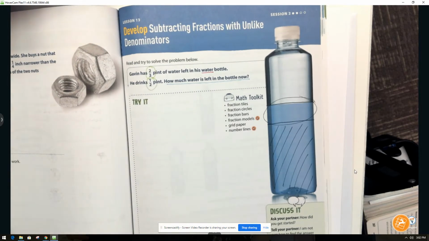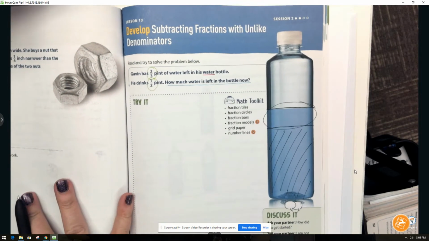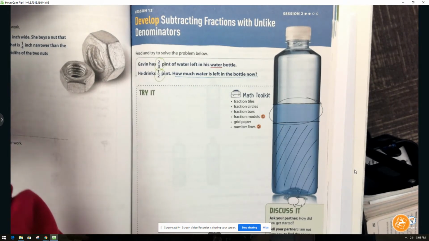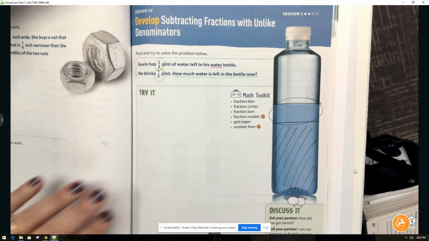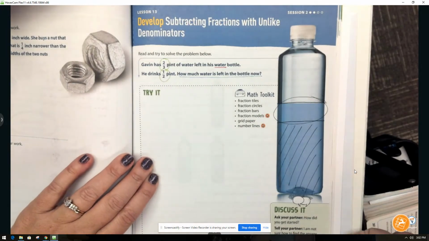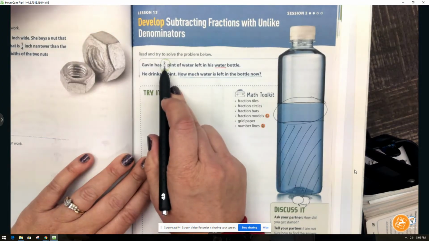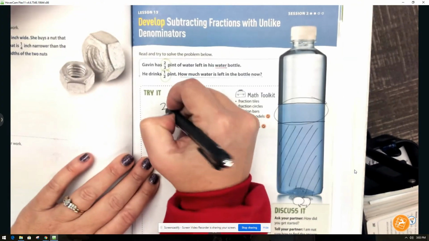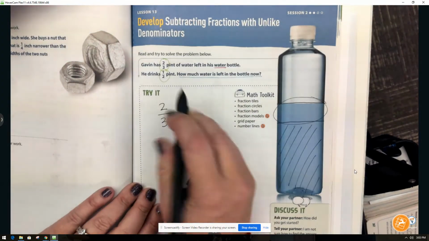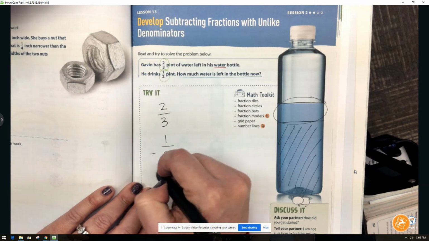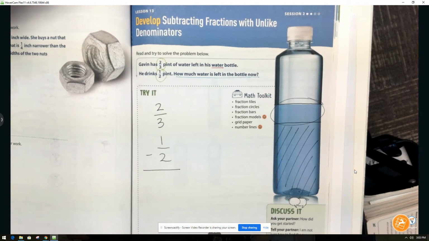So to do this, we're going to use the same steps that we used when we were adding fractions. When we get to step 4, instead of adding the two fractions, we're going to subtract. So the first thing we do is we write the equation in sandwich formation. So the equation is, he has 2/3 to start with. So we're going to start with our 2/3. And then he drinks a half. So we're going to subtract a half. And that's what we're going to solve.